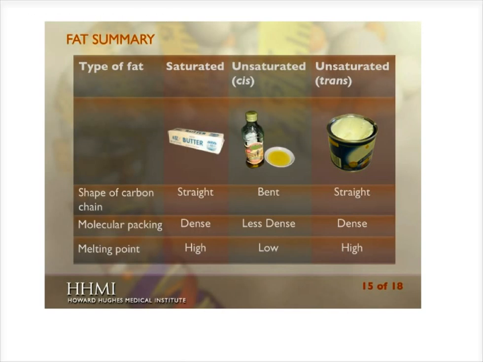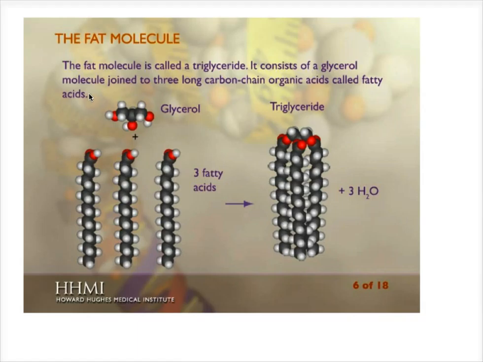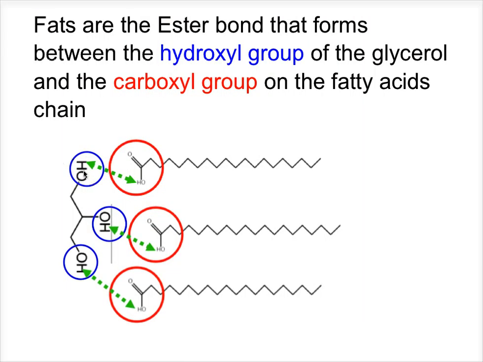So how do these molecules come together? The fat molecule is called a triglyceride. It consists of the glycerol joined to 3 long carbon organic acids called fatty acids. So here's your glycerol, and here are those fatty acids. When this bond is formed, it is due to an ester bond, and it is formed by dehydration synthesis.